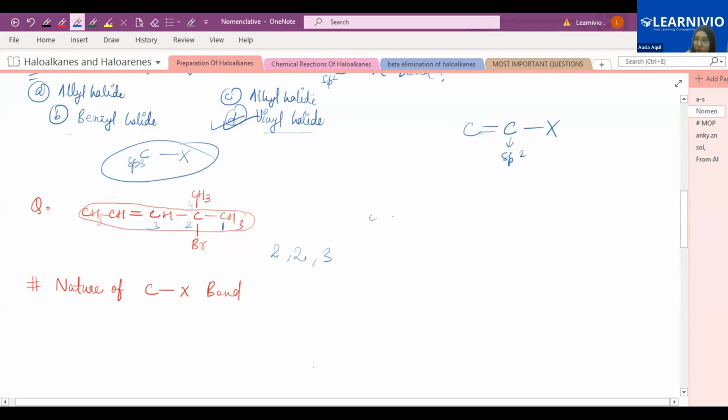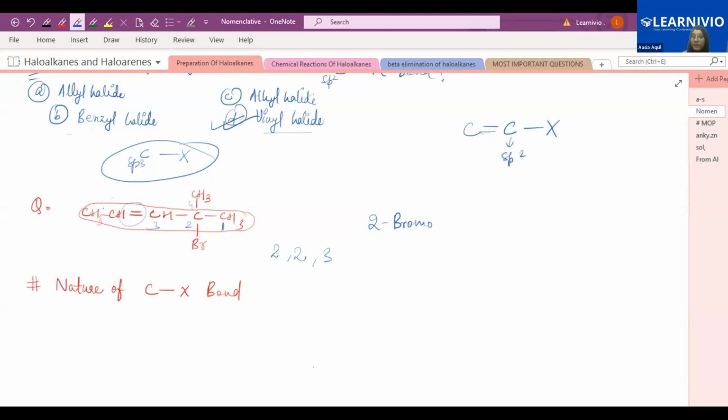So 2 bromo. Should you consider 3 also? Yes, we will consider 3 also. The 3 is attached to a different carbon, right? So we have to show that there is a double bond on the third position. How will we get to know where the double bond is present? So we will write down the name, and when we write the name we will also assign the position to that.